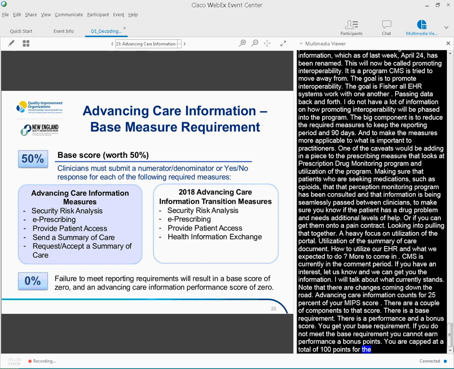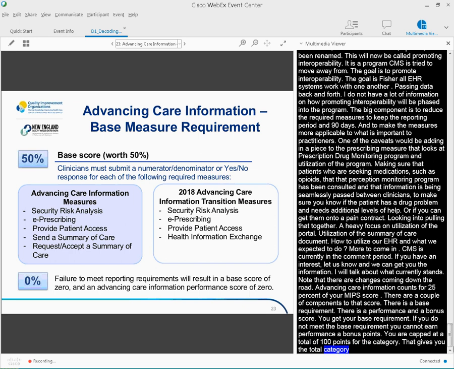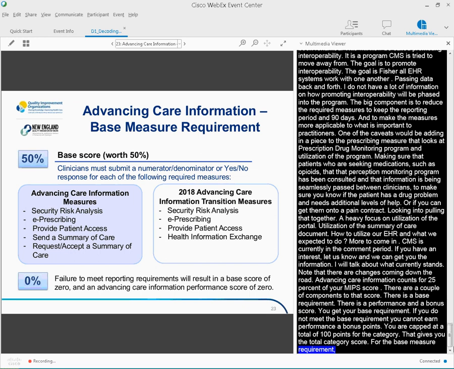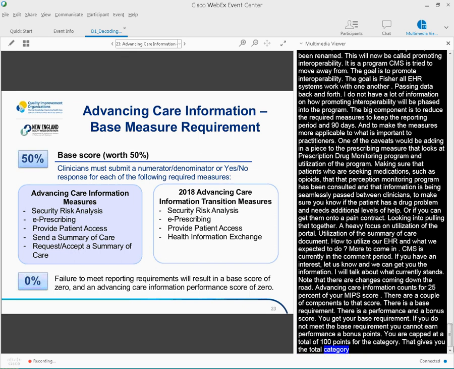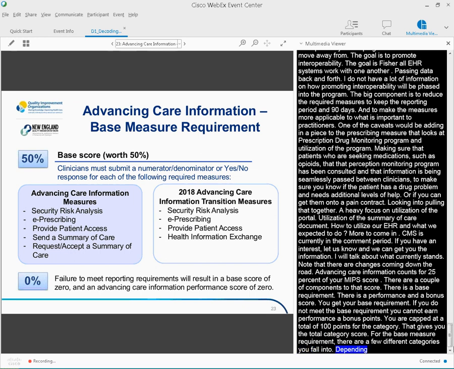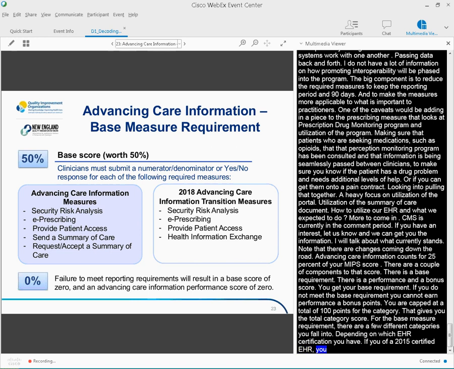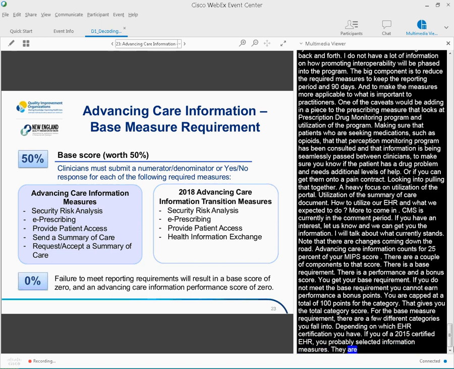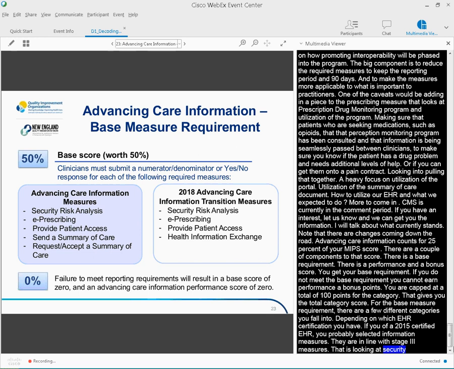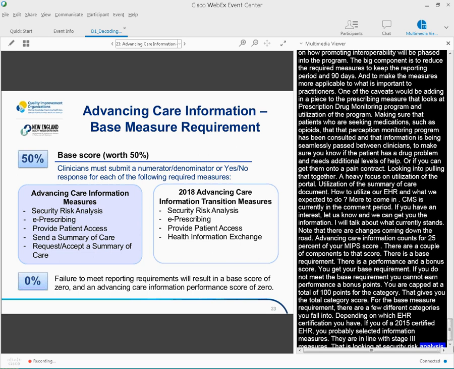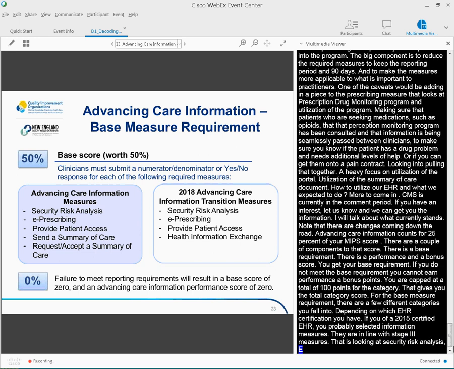So for the base measure requirements, there are two different categories that you would fall into, depending on which EHR certification year you have. If you have a 2015 certified EHR, you'd probably select the advancing care information measure. Those are kind of in line with the meaningful use stage 3 measures. So that's looking at security risk analysis, e-prescribing, providing patients access to a portal, sending a summary of care electronically, and then requesting and accepting that summary of care.